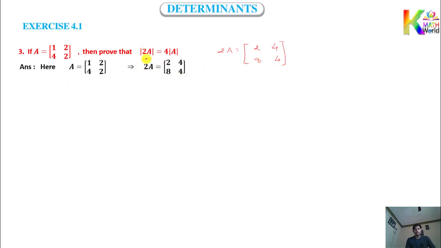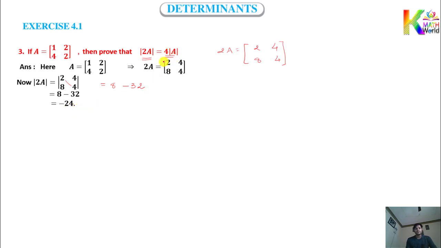Now what is required? Determinant required. So determinant of 2A, that will be how much? Determinant of this one. So easy calculation is there. Firstly product of these two. So 2 4s are 8. Then minus product of these two. So 4 into 8, that will be how much? 32. So you can see 8 minus 32. So you got how much? Minus 24.